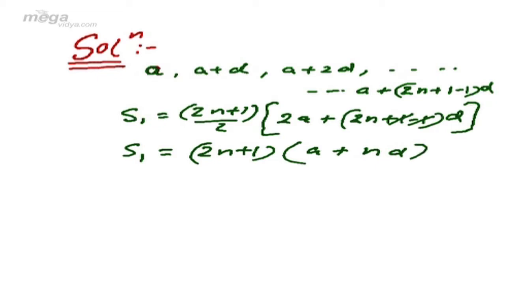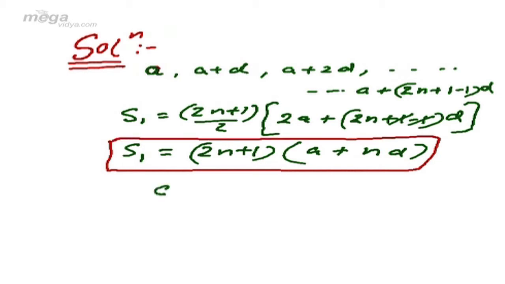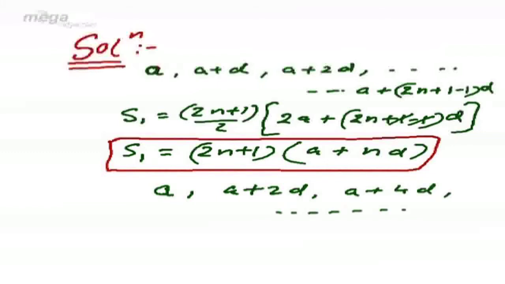But in the question, S2 is given. This is S1, but S2 is the sum of odd terms. Odd terms, it means this is the first term, that is odd. This one is the third, that is odd. It means the collection of all the odd terms are a, a + 2d, a + 4d, up to the last term. The last term is the (2n + 1)th term. This will also be odd because the first term is odd, the third term is odd, therefore the (2n + 1)th term will also be odd. It means this is a + 2nd. From here to here, the sum is given.